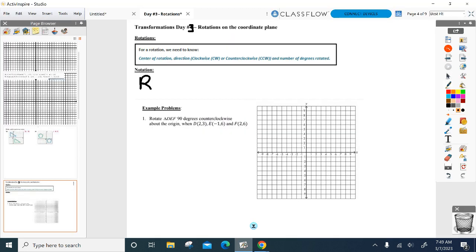All right, let's get back to business. Rotation, capital R. Okay, you're going to see capital R for rotation. So don't confuse it with reflection.